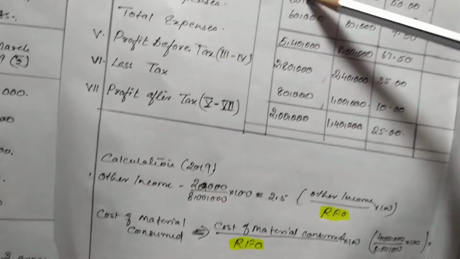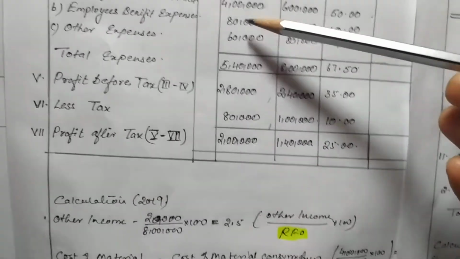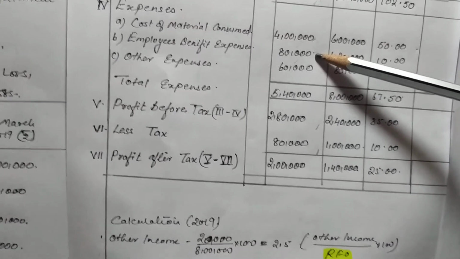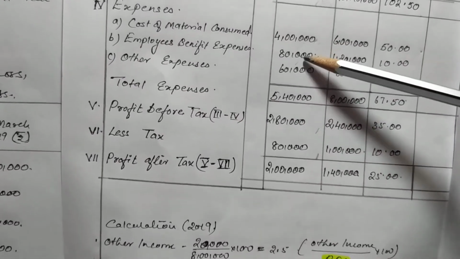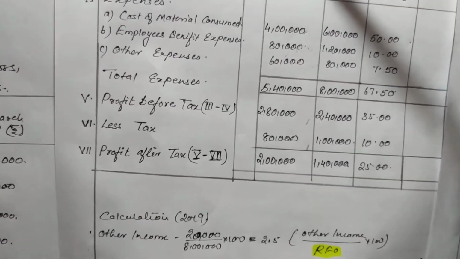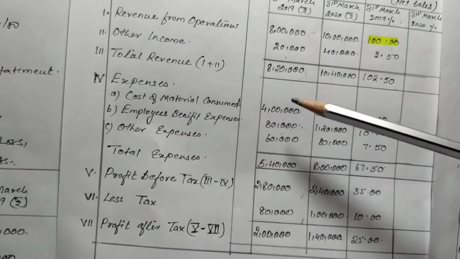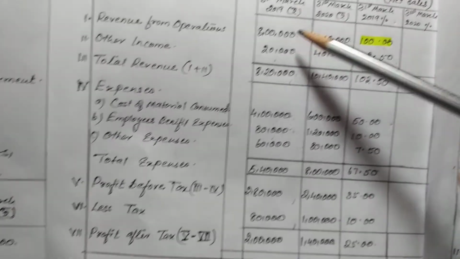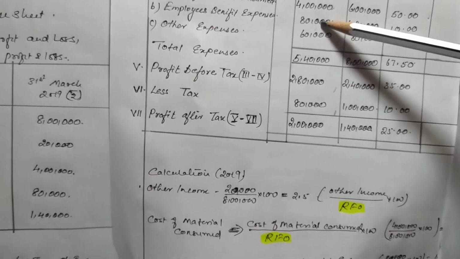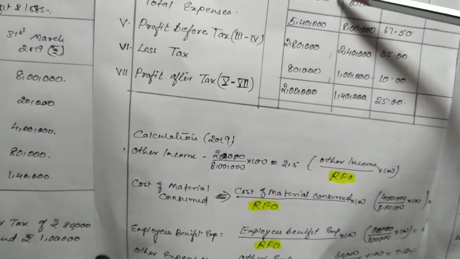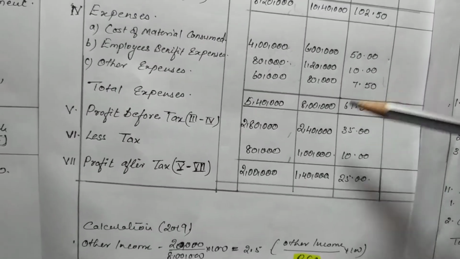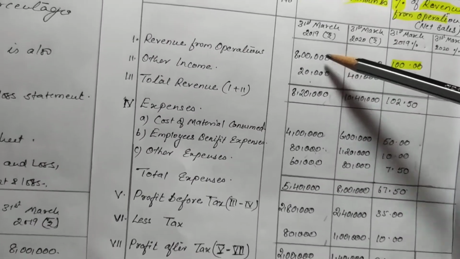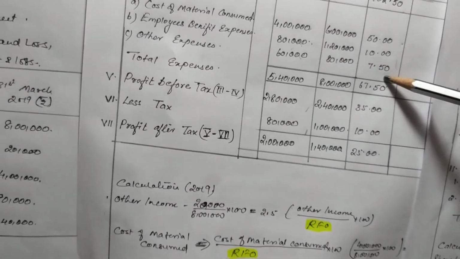So each and every item should be divided by revenue from operation, and we have to calculate the percentage by multiplying it by 100. Okay, employee benefit expenses percentage, how will we calculate? Taking the common base as revenue from operation: employee benefit expenses upon revenue from operation into 100. 80,000 divided by 8 lakh into 100, that is 10%. Okay, then other expenses, 60,000 divided by 8 lakh into 100, 7.5%.